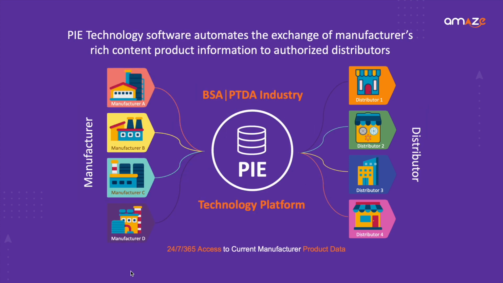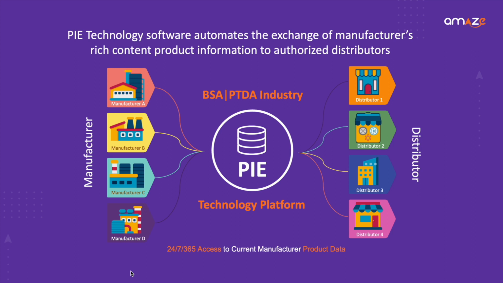Today, with the Pi technology platform, this changes. It does away with that point-to-point. Here in the middle, the PiTP is an industry template that has been defined by the association, and each manufacturer uploads their rich product content. So this is all the attributed data and digital assets that are needed, and it's mapped to that industry template, those defined attributes that we'll cover in just a few minutes.